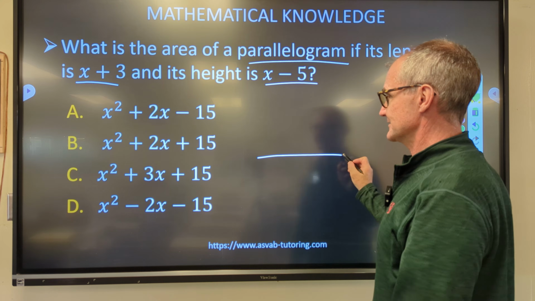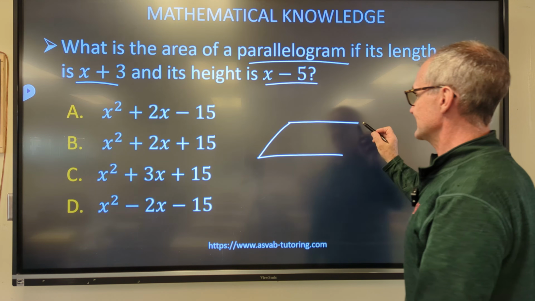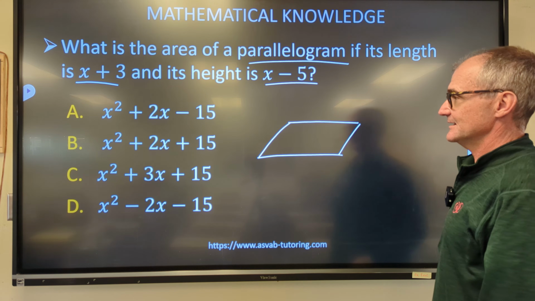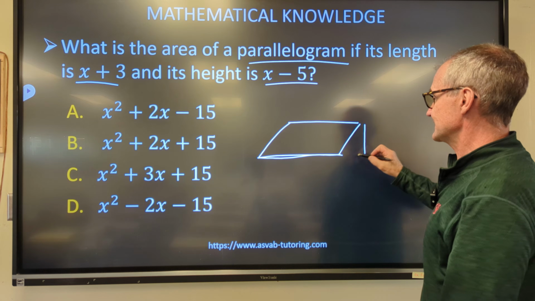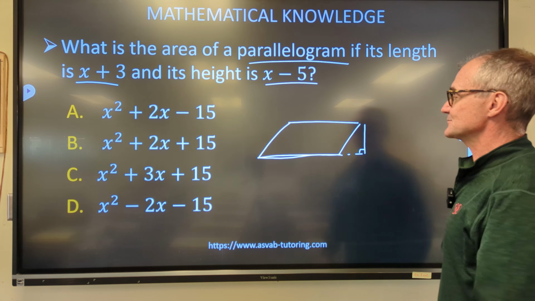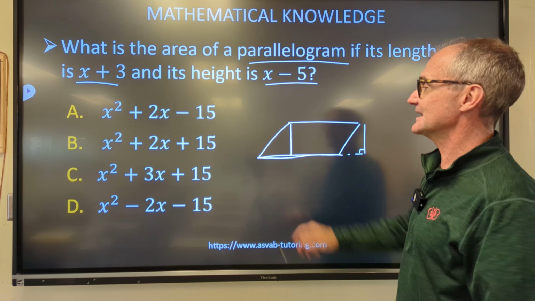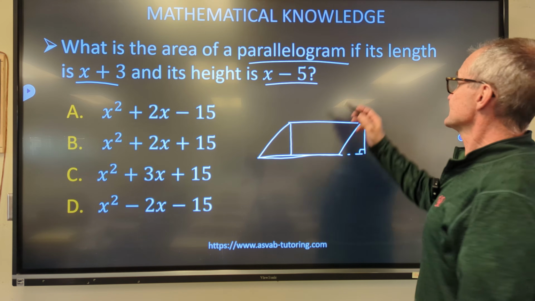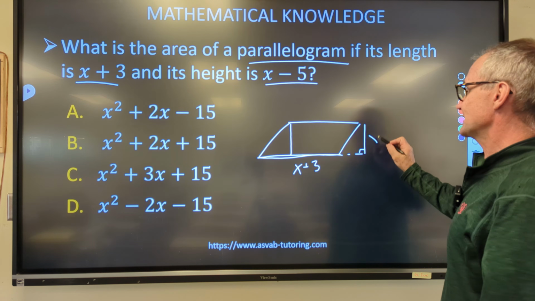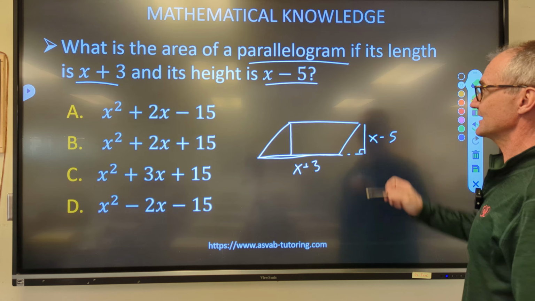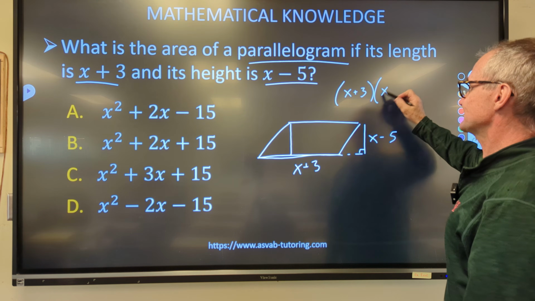So a parallelogram is a pair of parallel sides and another set of parallel sides. Area of a parallelogram is going to be the base times the height, and that height is actually outside of the parallelogram. It is not the height of the diagonal. So it's x plus 3 times the height of x minus 5. I have to multiply those together. X plus 3 times x minus 5.